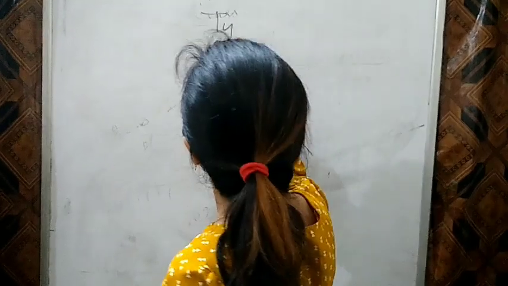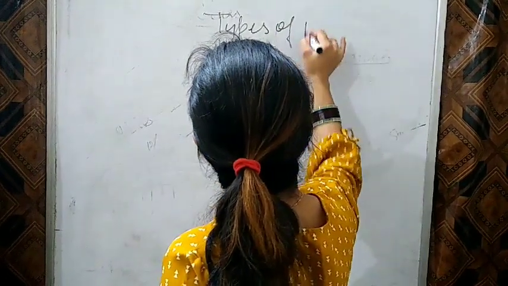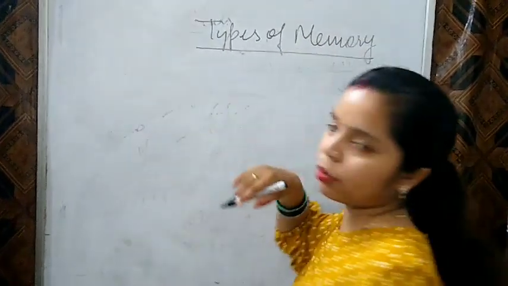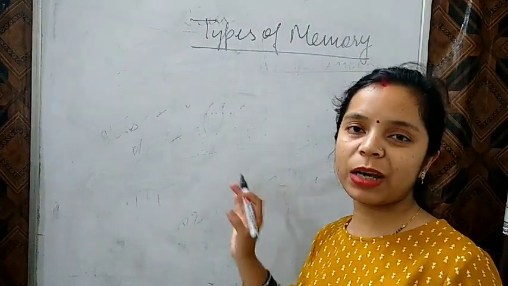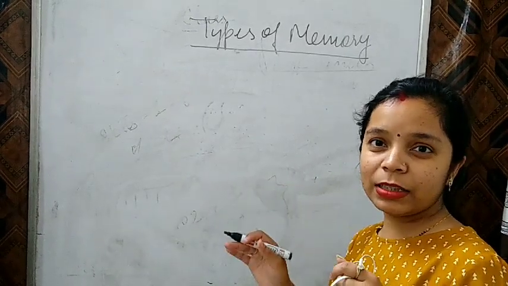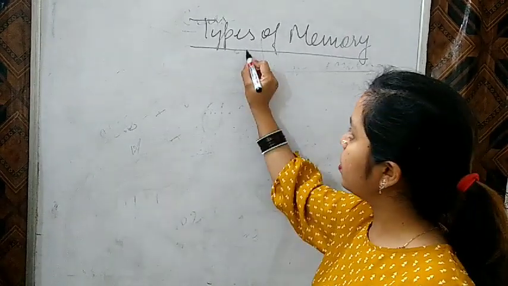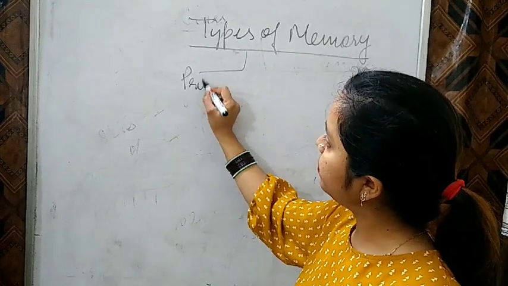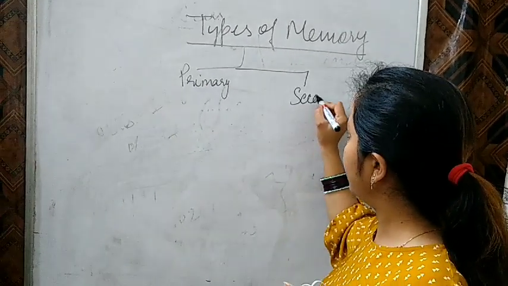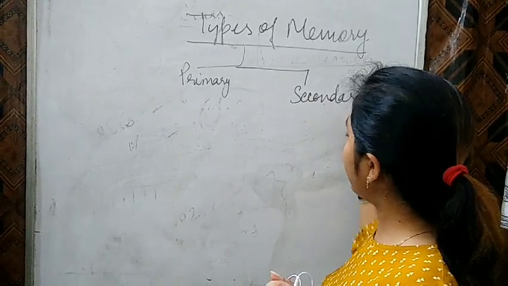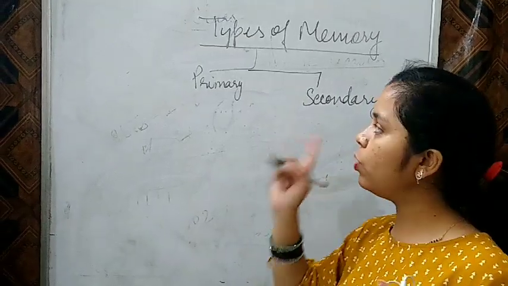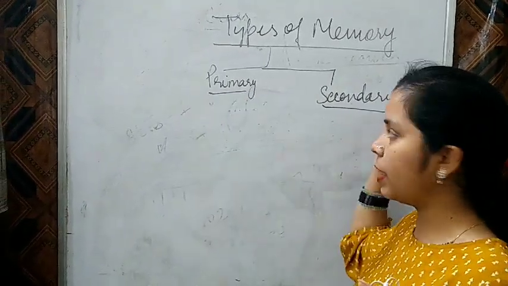Now, types of memory. I have already told you that memory is the storage part of the computer where we store data. This memory is divided into 2 parts, primary and secondary. And one thing more, you have to read this. First you have to read the book, then only you will understand what I am telling.